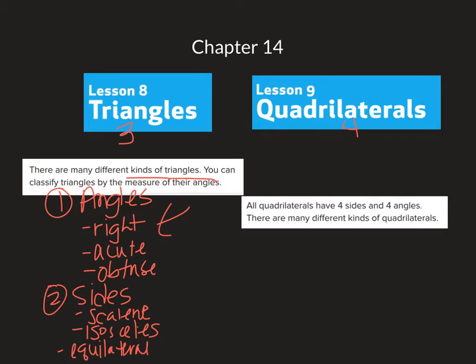And then for quadrilaterals, all quadrilaterals have 4 sides, 4 angles. Okay, so today we're going to kind of look into what are the different characteristics of their sides and angles and that sort of thing. There are many different kinds of quadrilaterals.